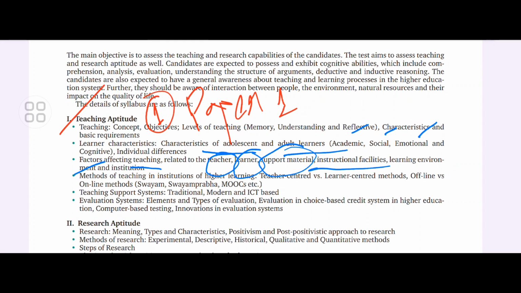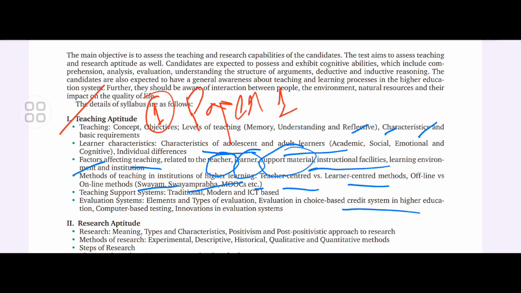What are the methods of teaching in institutions of higher learning? Teacher-centered versus learner-centered is there. Offline versus online is there. Swayam, Swayamprabha, MOOCs are there. Teaching support systems are there: traditional, modern and ICT based. Then the evaluation system: there are elements and types of evaluation, and evaluation in the choice based credit system.